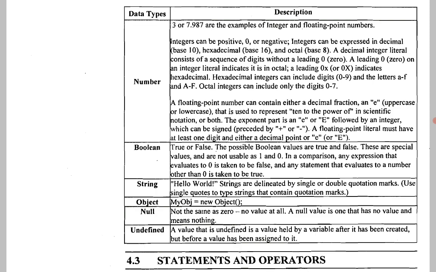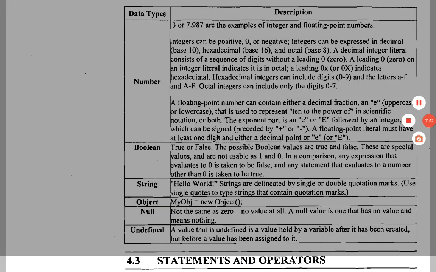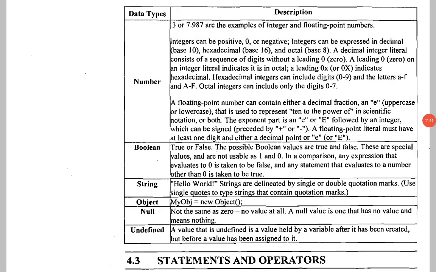What is a number? A number is used to store any type of number. We know that there are many types of numbers, like integer numbers, whole numbers, real numbers, floating point numbers, decimal point numbers, double precision numbers. Examples like 3 or 7.987 are examples of integer and floating point numbers. Integer numbers are also called whole numbers, whereas floating point numbers are numbers with a decimal point. Integers can be positive, 0 or negative.